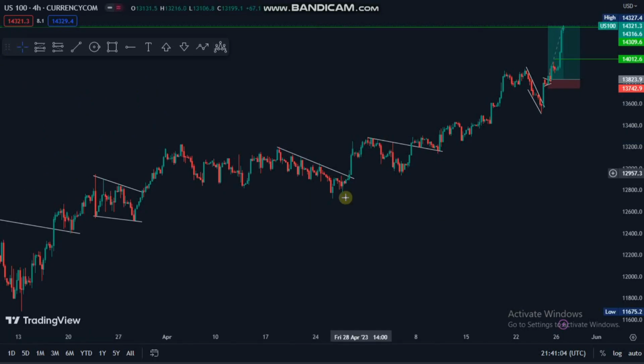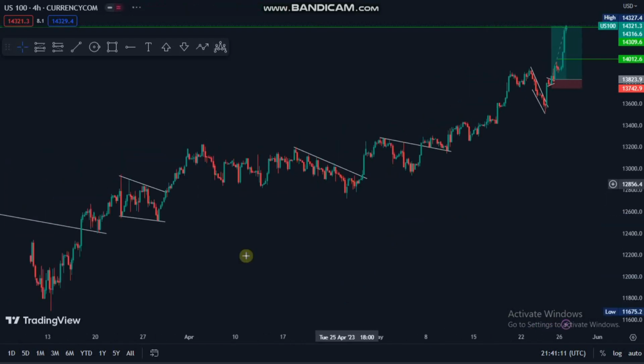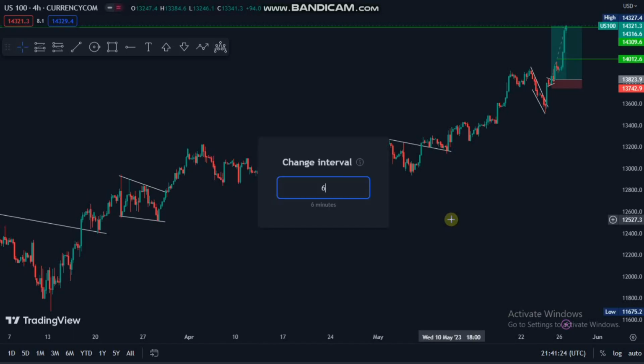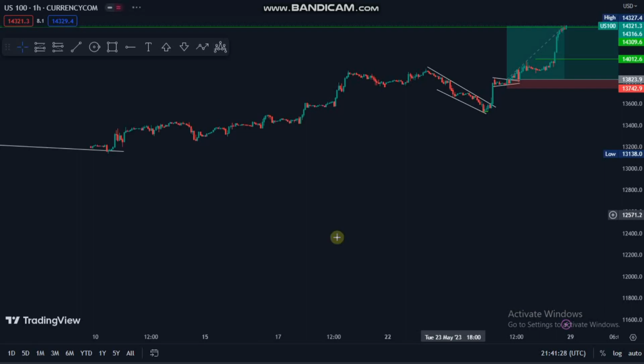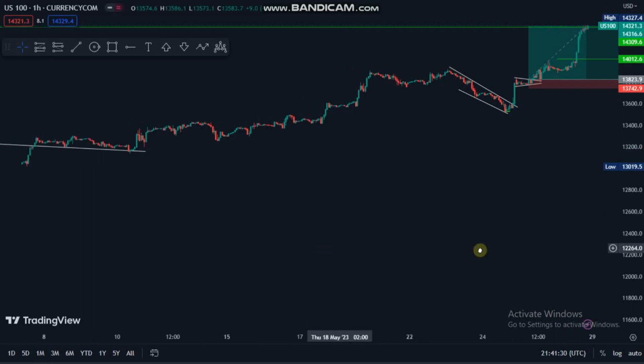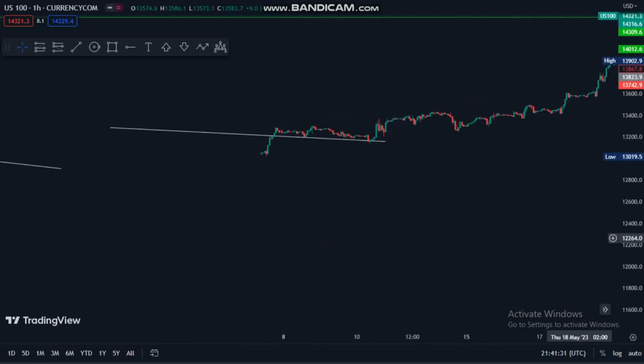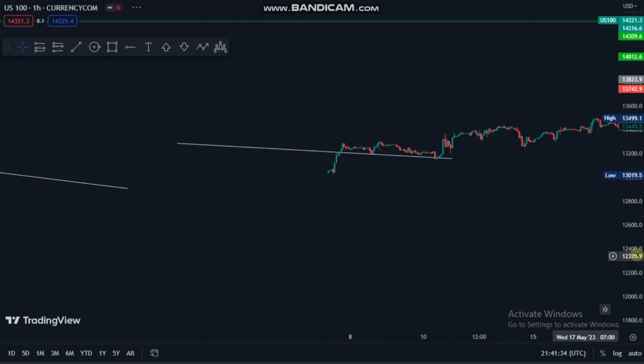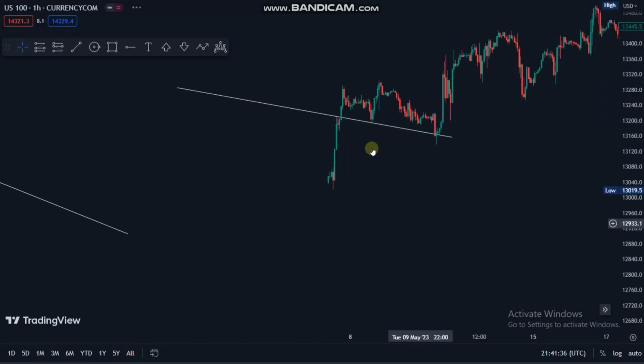So as you can see, guys, I've already identified my key market structures right here on the 4-hour time frame. Then once I'm done, I'm going to head over to the 1-hour time frame, right? Once we get to the 1-hour time frame, that's when we look for our confirmations. Okay, so I'll just wait for this to load up.